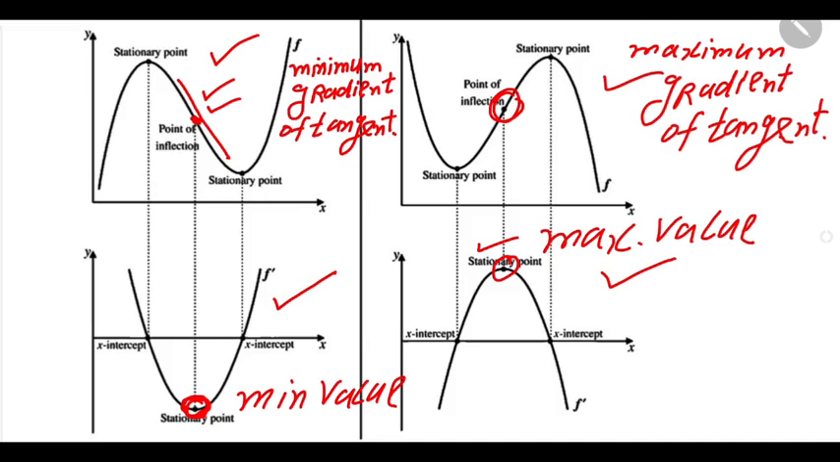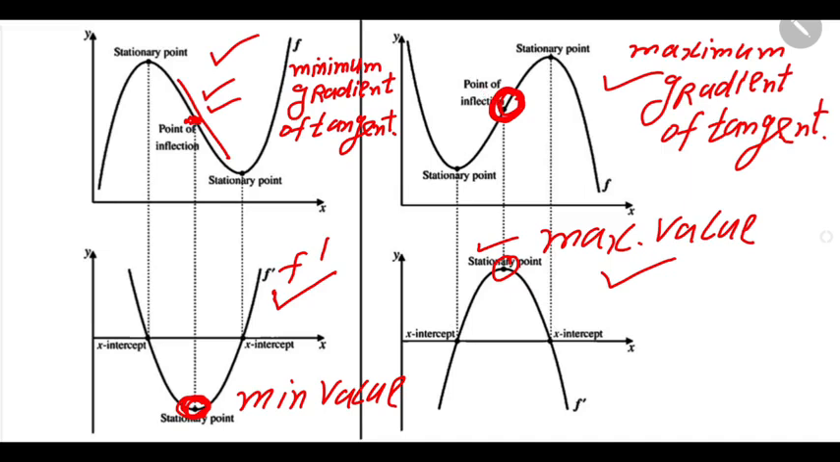So must remember this one. The first derivative is a parabola. This is the first derivative graph, this one, which is a parabola. The minimum value at the turning point of the parabola is the point of inflection of the cubic graph. That's why the minimum gradient of tangent is going to be at the point of inflection, because you can see this parabola is concave up. So concave up, minimum value; concave down, maximum value. That's why in a negative cubic graph, the point of inflection will be the maximum gradient of tangent.